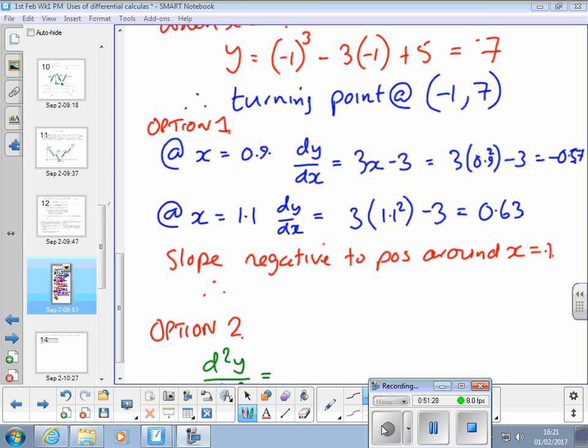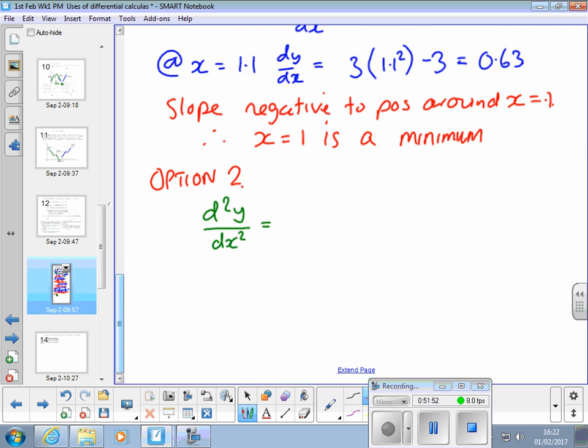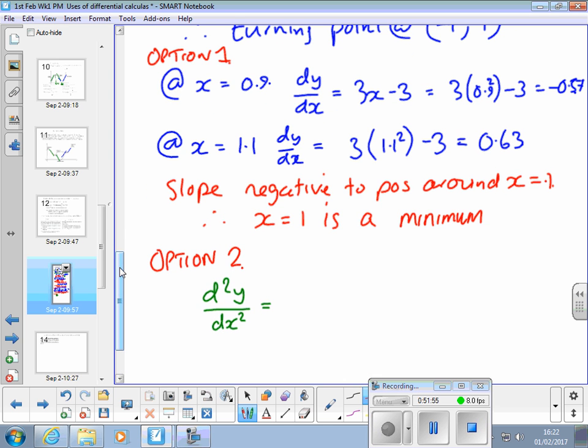Therefore, x equal 1 is a what? Negative slope to positive slope, a minimum. Yeah? Now find the second differential. dy by dx is 3x squared minus 3.